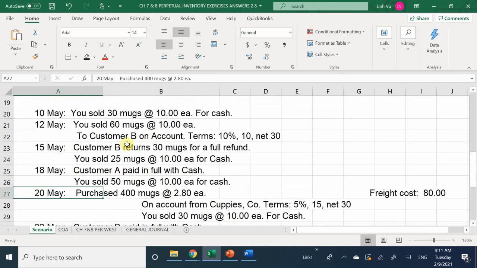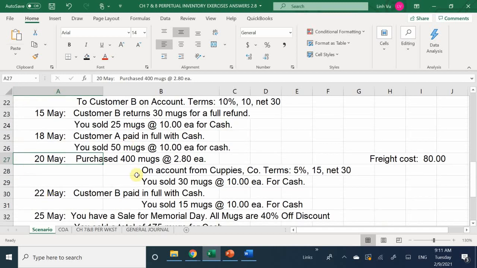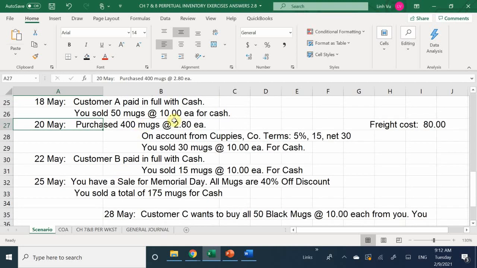And then let's see, when's the last purchase we made? So we made our last purchase on May 20th for the 400 mugs. All right, did we make any returns off of this one? No. Okay, good. So then let's also look at this. Did we actually make our discount period? Yes, we did. So there we go. We need to also consider that we have a discount right here.